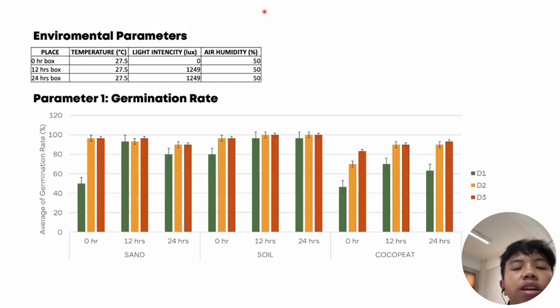And the first parameter that I measured is germination rate, and as you can see here on the chart on the slide, the distribution looks pretty even. This suggests that the light did not have a strong effect on germination rate. Instead, based on the literature, the most influential factor was water content in the growing media and the nutrient.